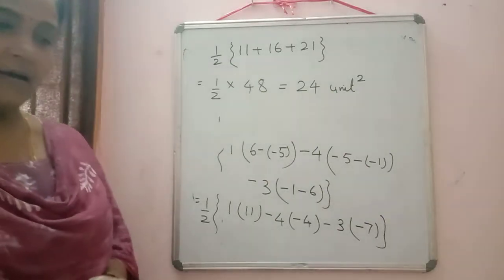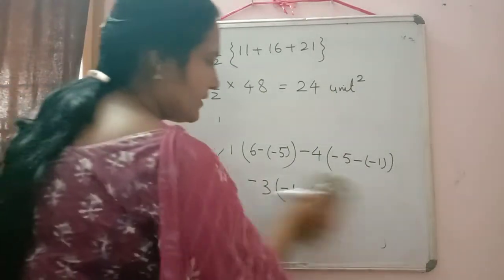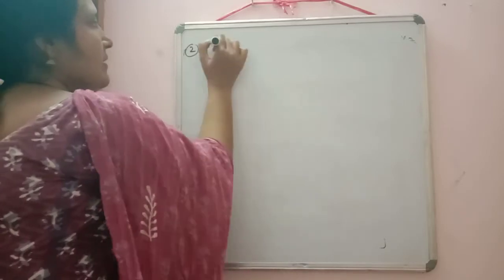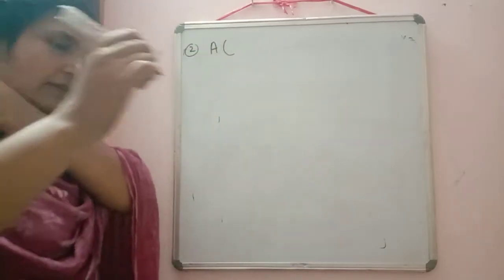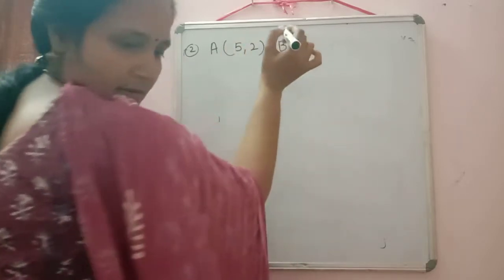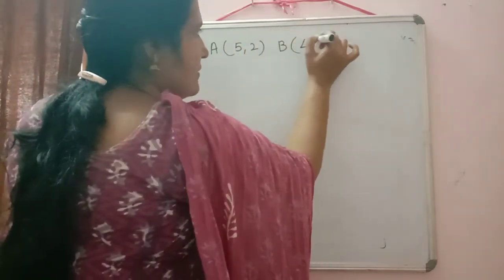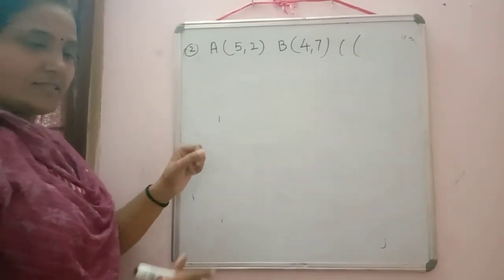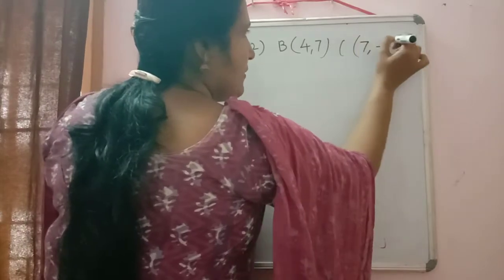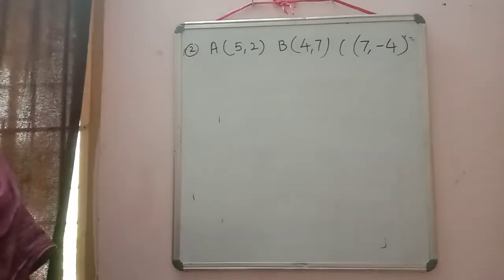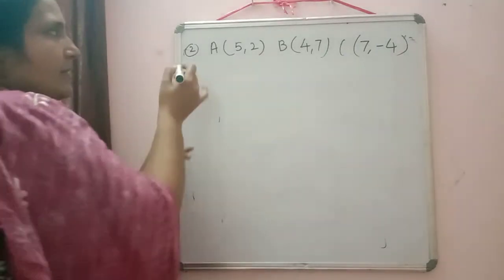So moving on to the next question. Find the area of the triangle formed by the points A (5, 2), B (4, 7), C. Don't make any mistake while writing the questions there. If you are writing the question wrong, then that is wrong only. Whether your method is correct or not, they will not check. Okay. Now again, the area we have to find out.